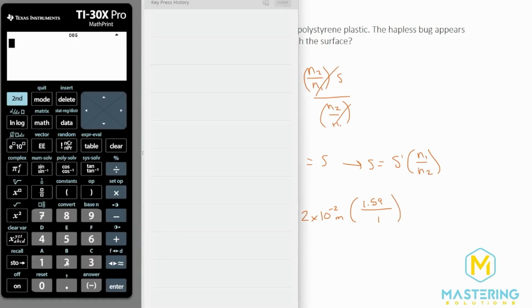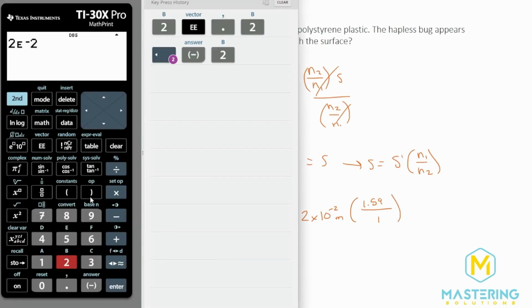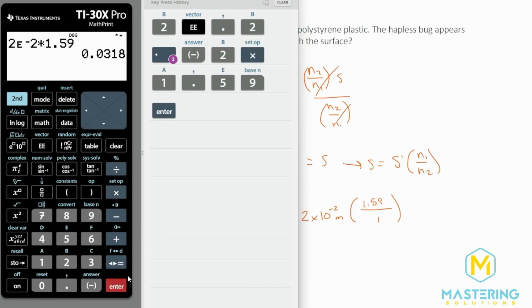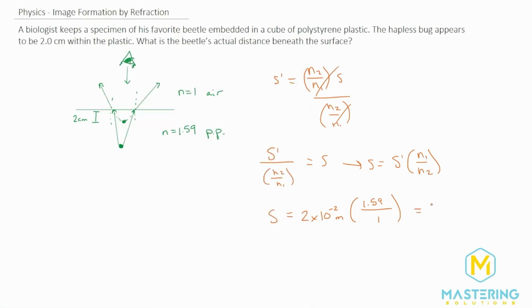So we have 2 times 10 to the negative 2, and then we're multiplying that by 1.59 over 1, obviously. And so that gives us 0.0318 meters. So if we go 1, 2, 3.18, so 3.2. So 3.2 times 10 to the negative 2 meters, or 3.2 centimeters, is how far the beetle is embedded in the plastic, where the image is at 2 centimeters.